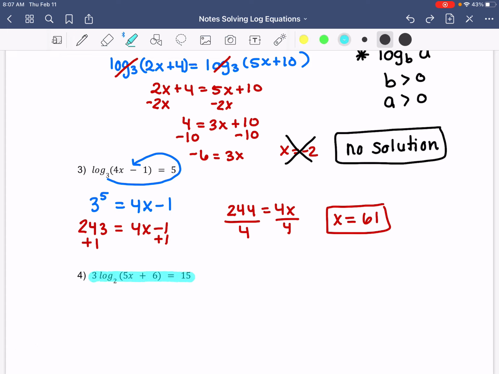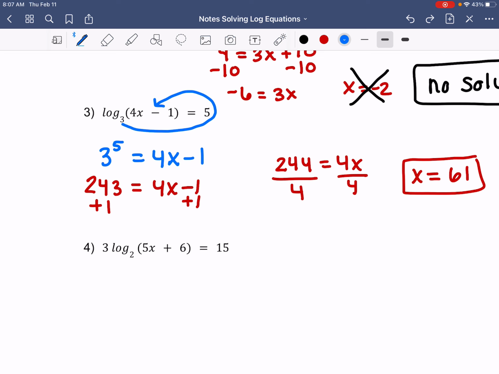All right, then we have 3 log base 2 of 5x plus 6 equals 15. The first thing we need to do is isolate our log piece. This is my log piece. It might be hard to see, but there's actually this 3 out in the front. So we need to get rid of that before we can start. I'm going to divide both sides by 3 to begin. I get log base 2 of 5x plus 6 equals 5. 15 divided by 3 is 5.